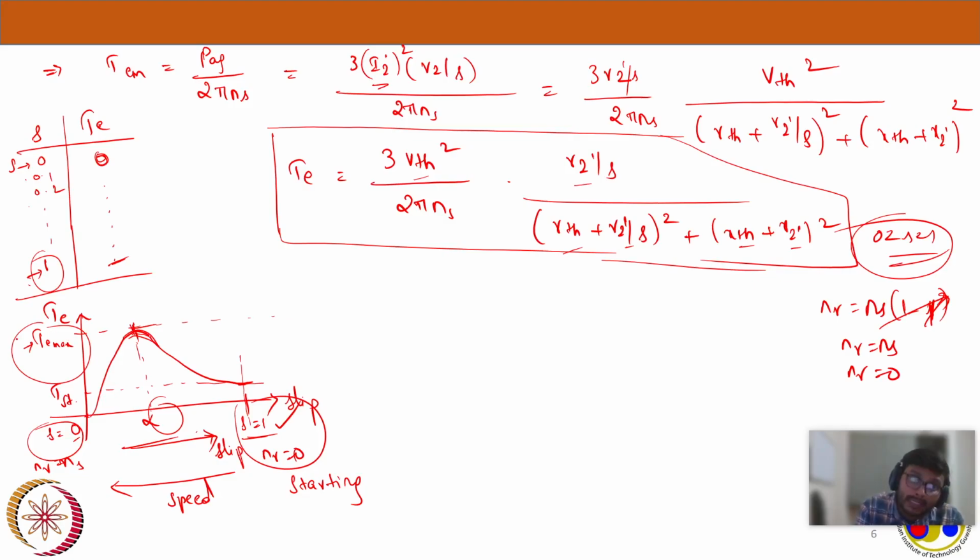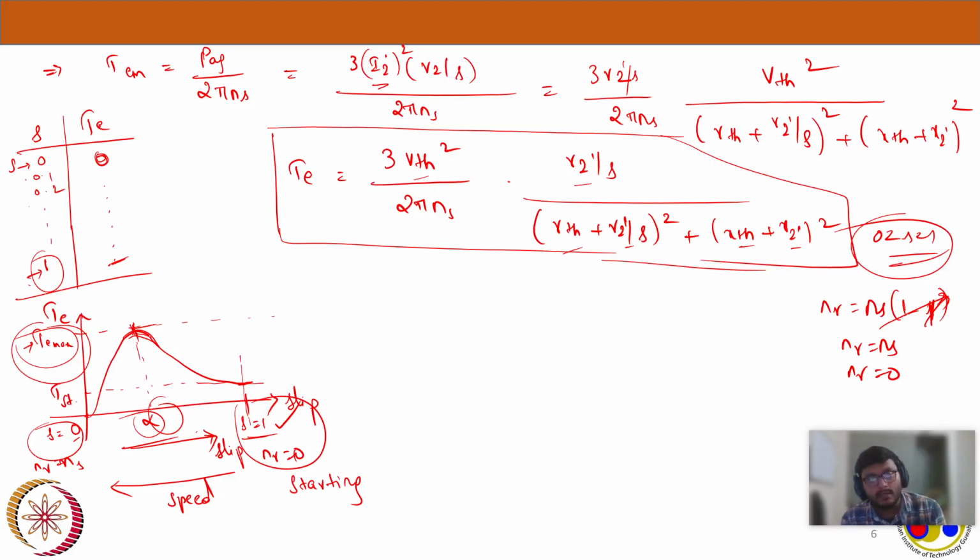And to calculate the maximum torque, that's the issue. For the maximum torque, you don't know at what slip it occurs. First, you have to find the slip at which the maximum torque occurs, and then you substitute that slip in the torque equation. Then you will get the maximum torque.